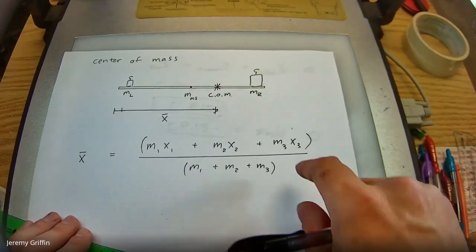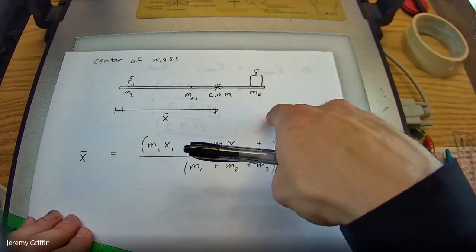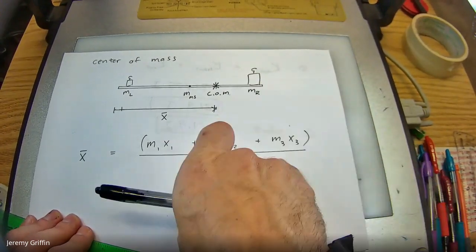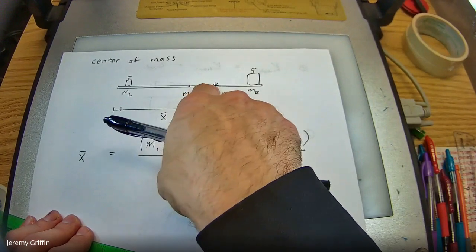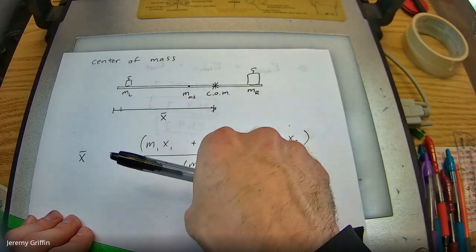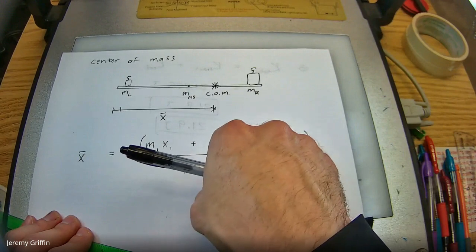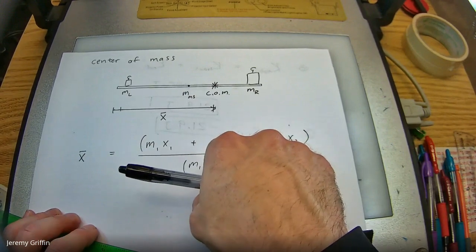Do you see too that if you pumped up one of these masses, say the mass on the right, call it mass 3, and made it really huge, isn't the center of mass going to move towards that location? It's like its mass times its location gives more influence to its location for the center of mass.